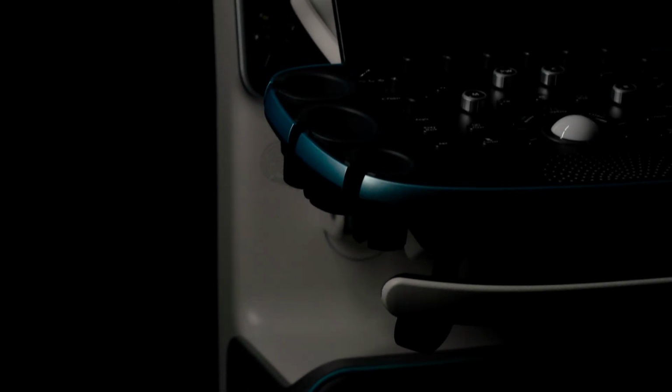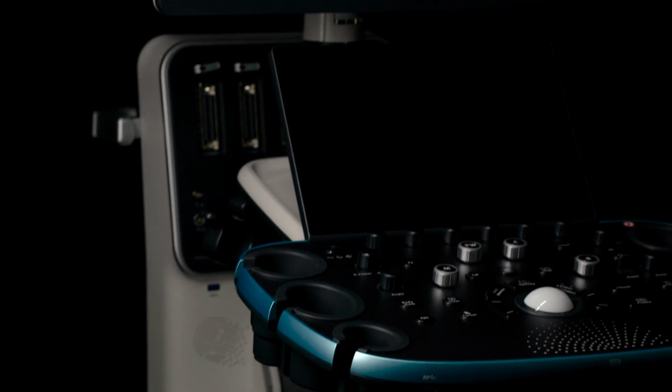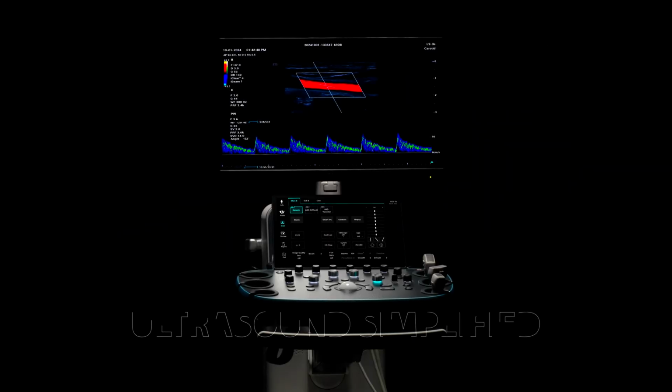Discover the future of ultrasound imaging. Stay ahead of the curve. Experience the transformation. See something better. Meet the Resona i8. Ultrasound Simplified.